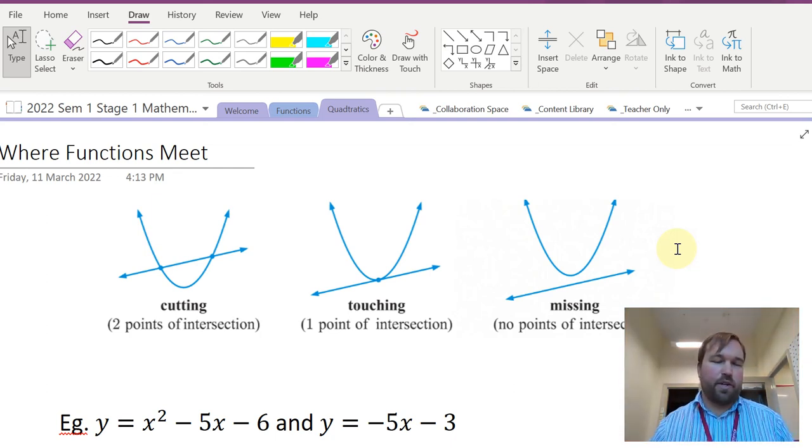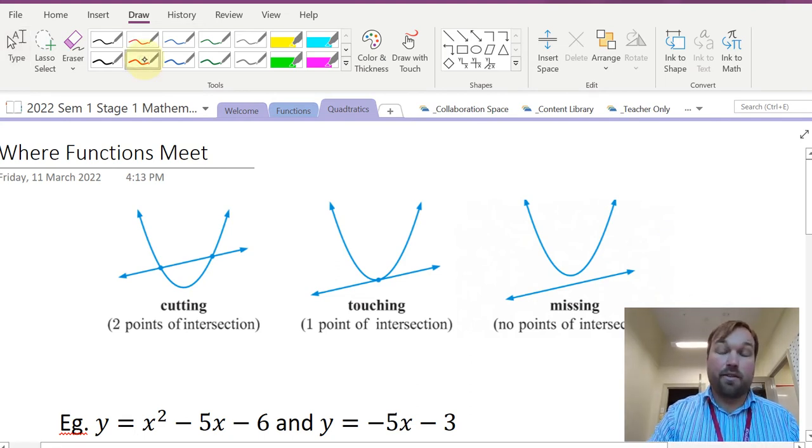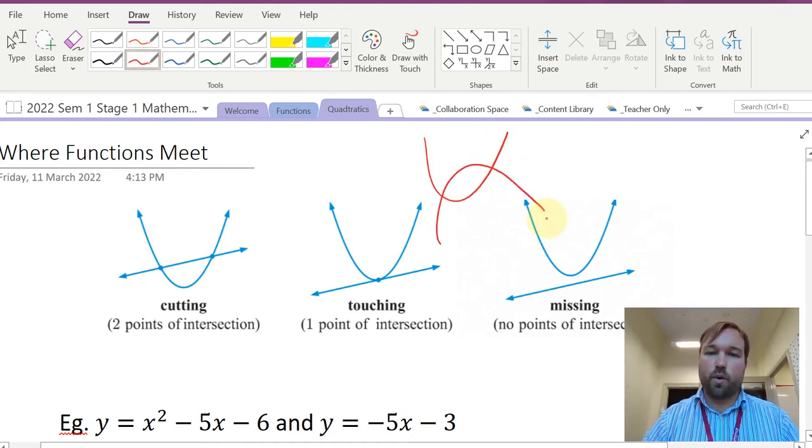Welcome to this very quick video on where functions meet. In this video, we'll only really be considering the possible intersections between a quadratic and a linear. However, the logic of what we're doing in this video can apply to any pair of graphs. For example, and realistically in year 11, you could be asked to find where a pair of quadratics meet, for example. But the process is exactly the same.